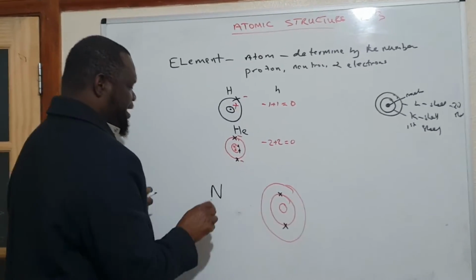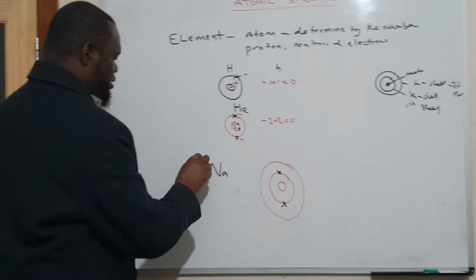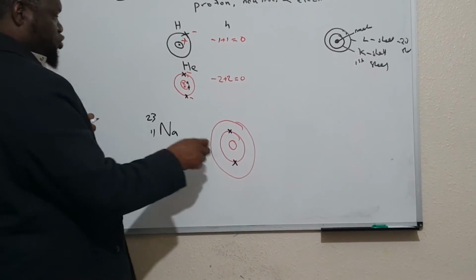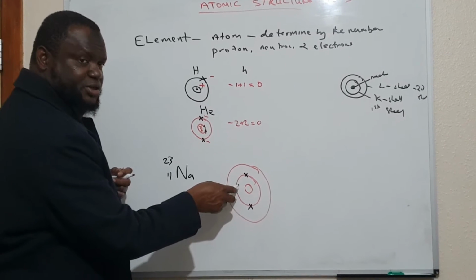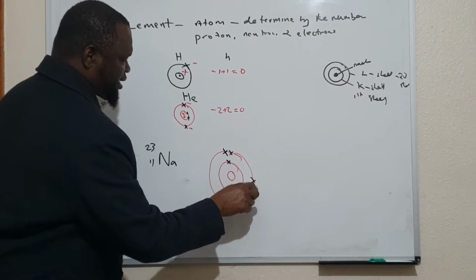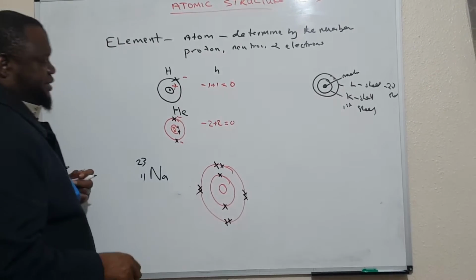So, you can see capital A and a small, capital N and a small a, 23, 11 in it. Okay. So, we said the first one will take 2 electrons. The next one can take 8 electrons in it. Yes. So they're always written in pairs. In pairs. Is it group 1? Yes, it's in group 1.